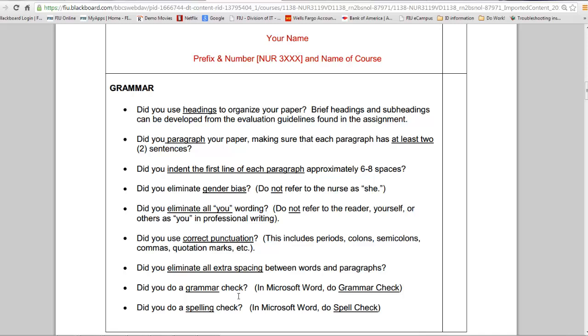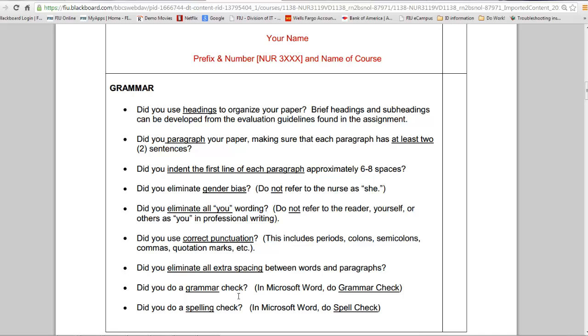Paragraph. This is another area where students commit mistakes. A paragraph should be indented. Every paragraph should be indented. It should be approximately 6 to 8 spaces or half an inch according to the APA manual.